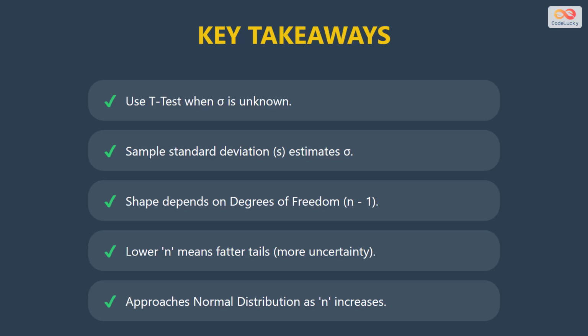To summarize, use the t-test when the population's standard deviation is unknown. Remember that we use the sample standard deviation as an estimate. The shape of the curve depends on sample size, known as degrees of freedom. And finally, as your sample size grows, the t-distribution looks more and more like the standard normal distribution.